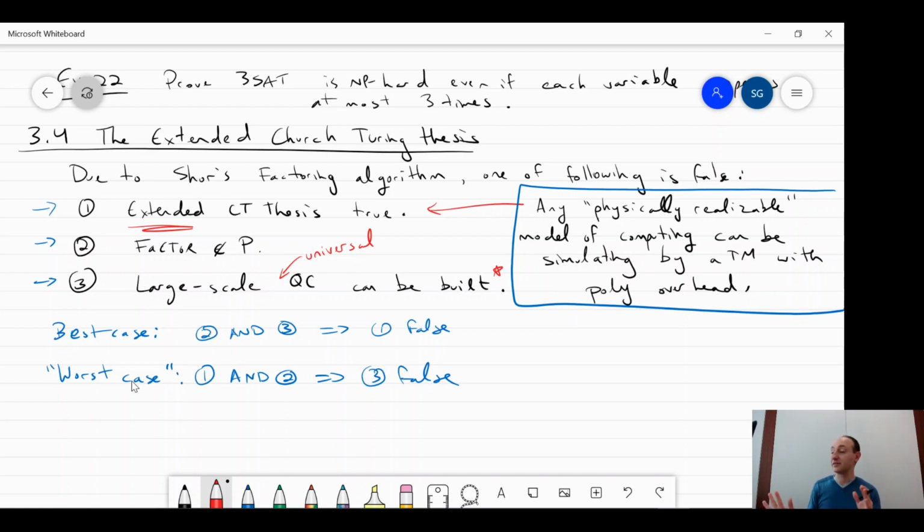There are companies out there like ID Quantique that build quantum key distribution devices for quantum cryptography. They've been doing this since the early 2000s, as far as I know. And those are not universal quantum computers. They're very special-purpose devices that do one thing and do it well.